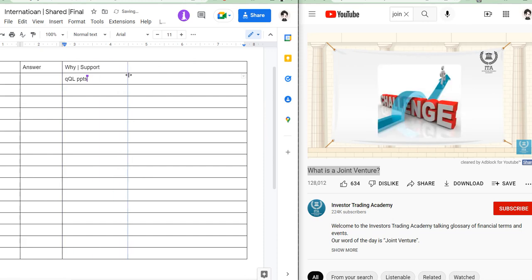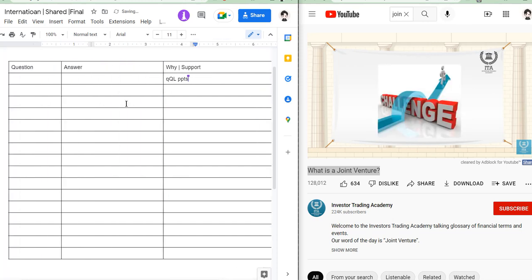Although JVs represent a great way to pool capital and expertise and reduce the exposure of risk to all involved, they do present some unique challenges as well.